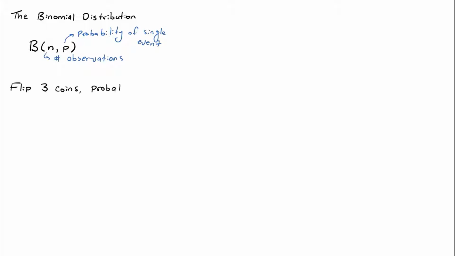We denote the binomial distribution as B(n, p). The n is the number of observations we'll be performing, and p is the probability of a single event. For example, say we flip a coin 3 times. What's the probability of at least one head?